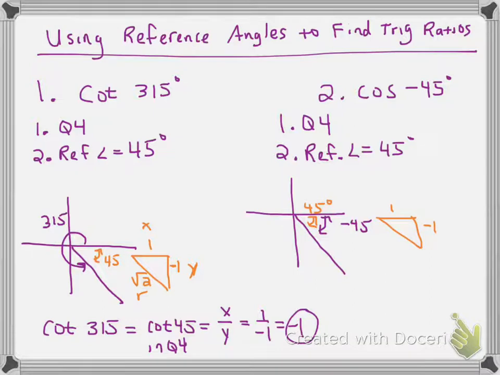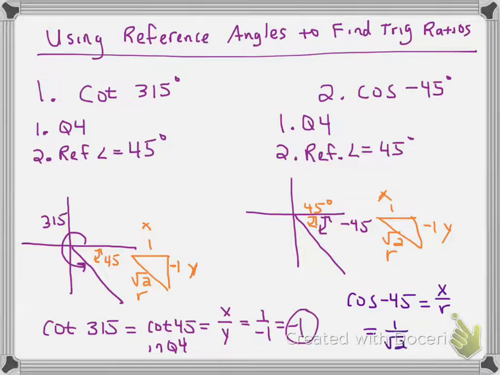So I'm going to use the exact same triangle: 1, negative 1, square root 2. My x is 1, my y is negative 1, and my r is square root of 2. But this time I want to find cosine. So the cosine of this negative 45 degree angle is going to be my x value divided by my r value.